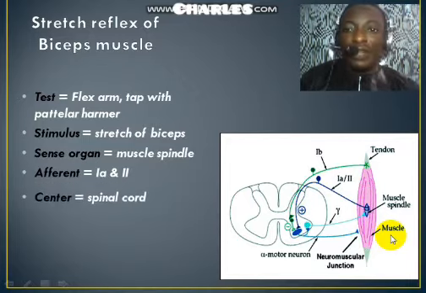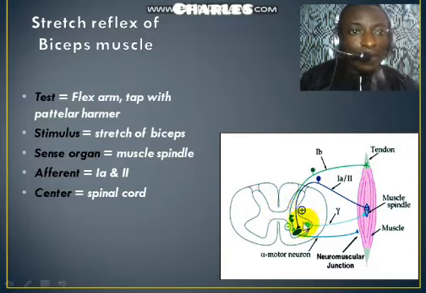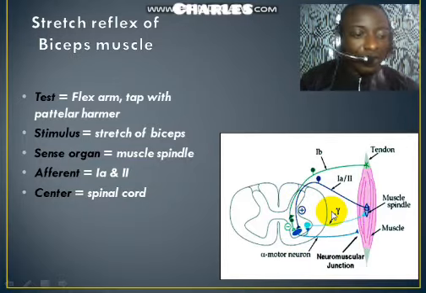Going forward, the center is formed by the spinal cord. So the center for the stretch reflex of the biceps muscle is the spinal cord. Jessica's spinal cord.